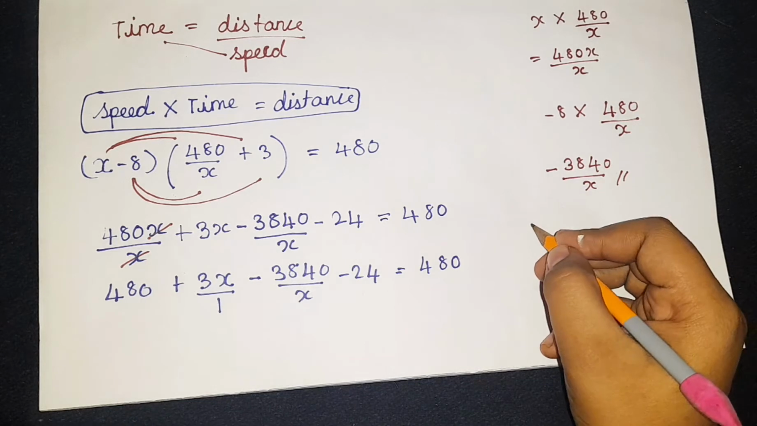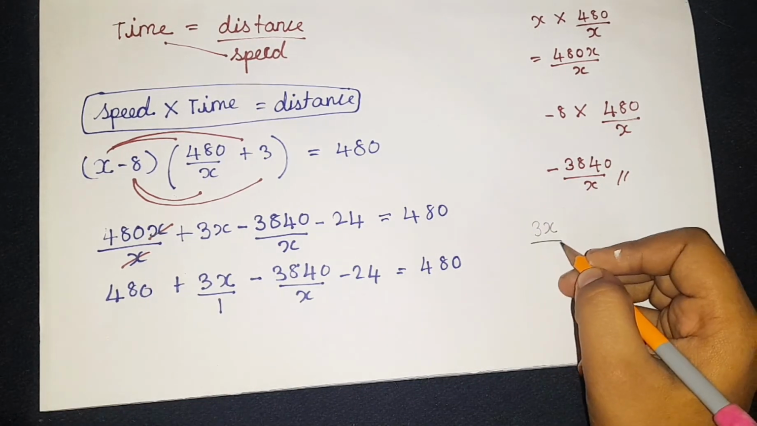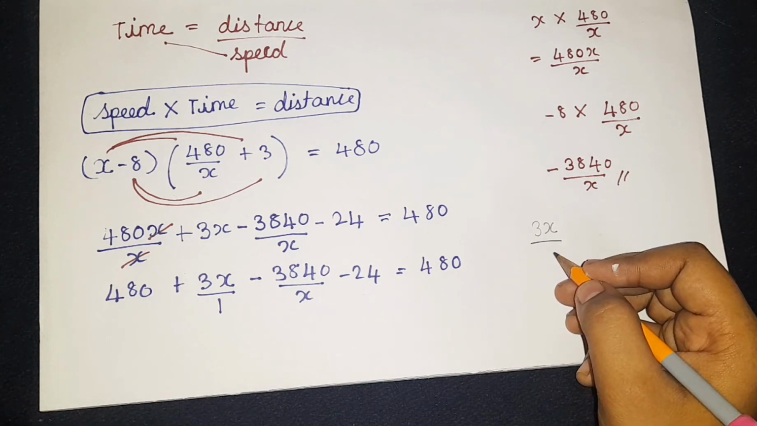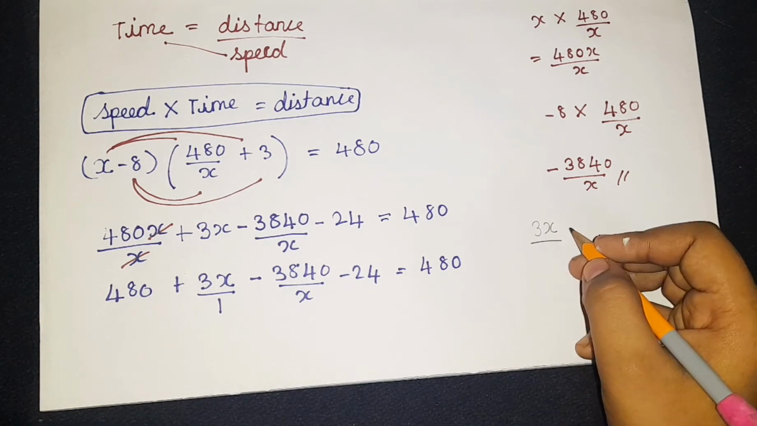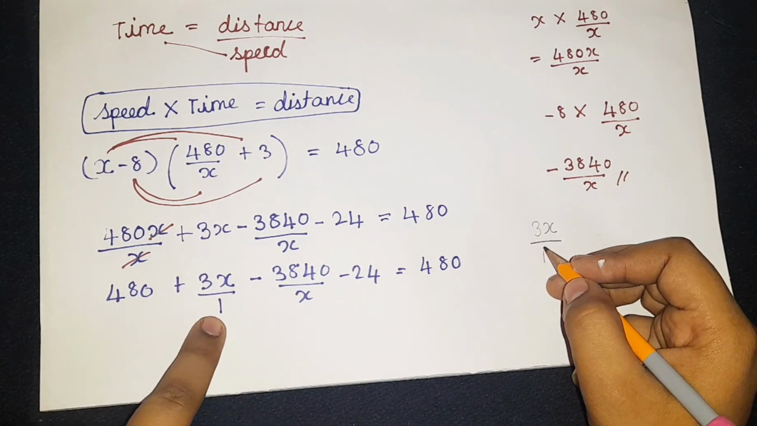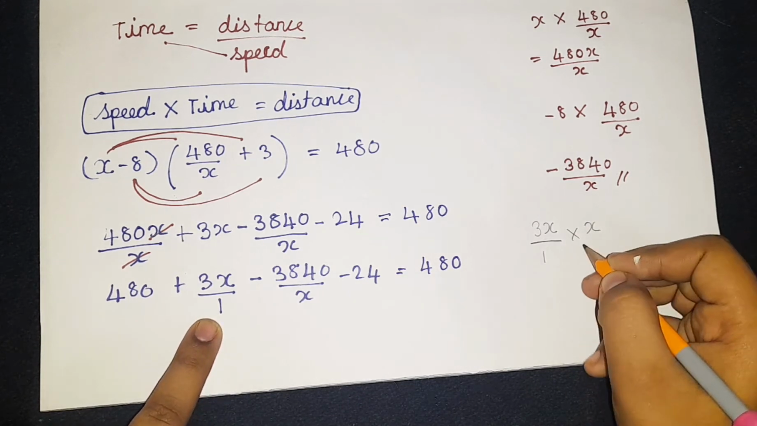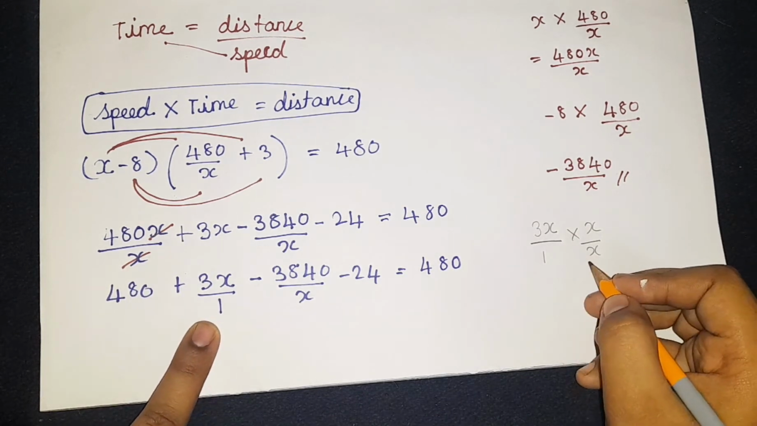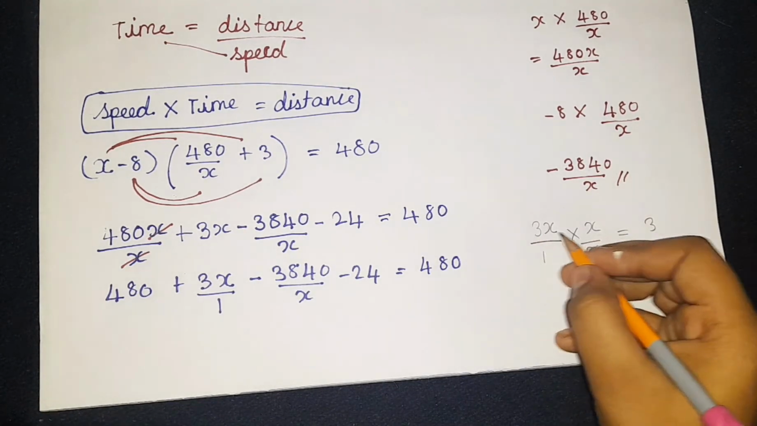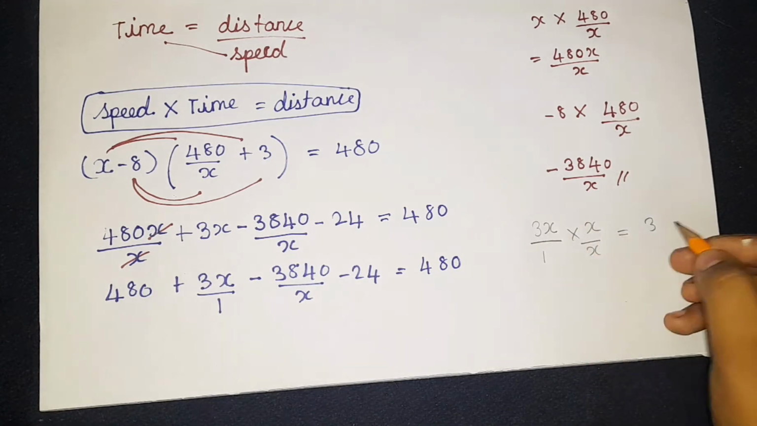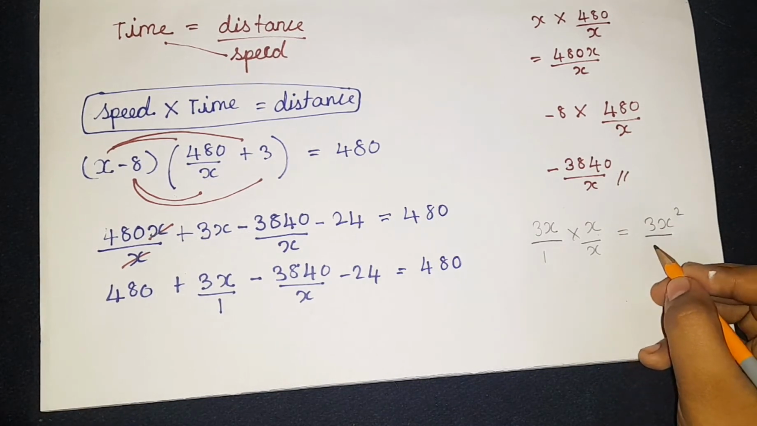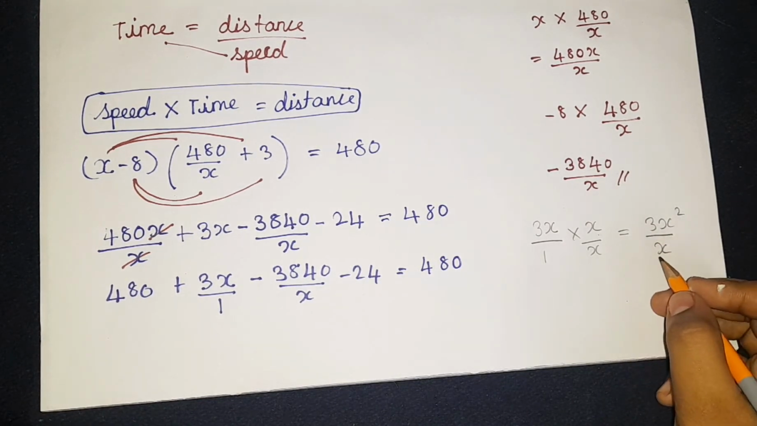That means we can just multiply with the number in which we should get x in the denominator. That is the rule in this, am I right? So what we are going to do is, now we have 3x divided by 1, so we shall multiply it with x. Why? Because when we multiply it with x, then only we will get the denominator as x. So 3x into x is 3x square, because x into x is x square, divided by x, am I right? So now we got 3x square divided by x.